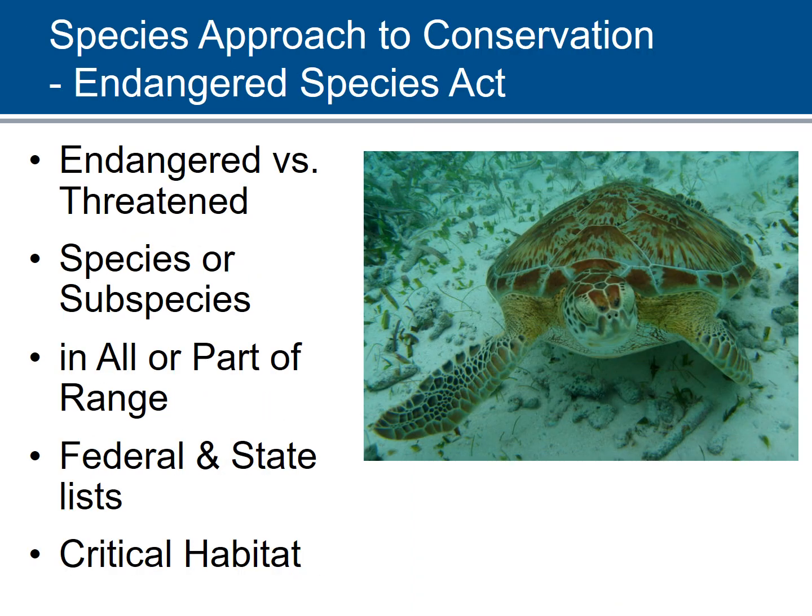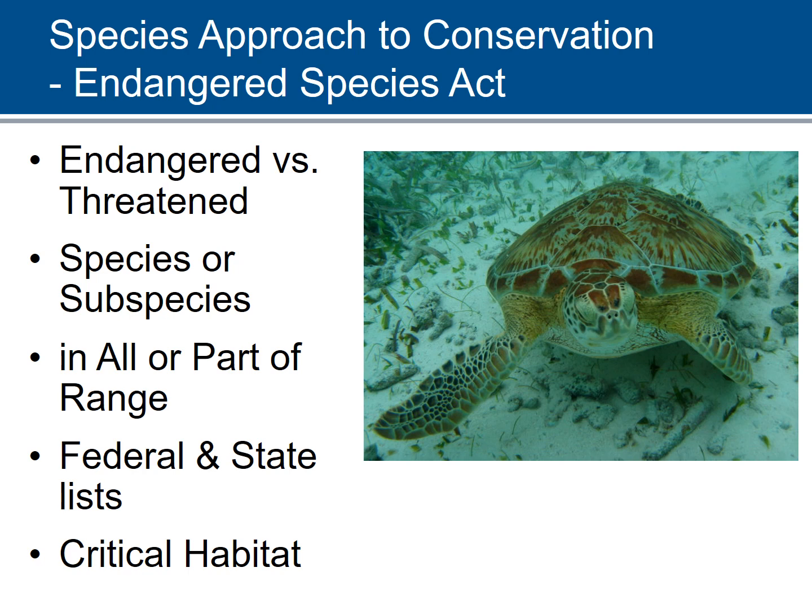So a species approach to conservation is the Endangered Species Act. We've got some videos this week that look at the Endangered Species Act as a piece of legislation, 40 years old, and what it conserves. In a nutshell, it conserves endangered and threatened species. So endangered is worse than threatened. That means it's in danger of going extinct. Threatened means it's in danger of becoming endangered.